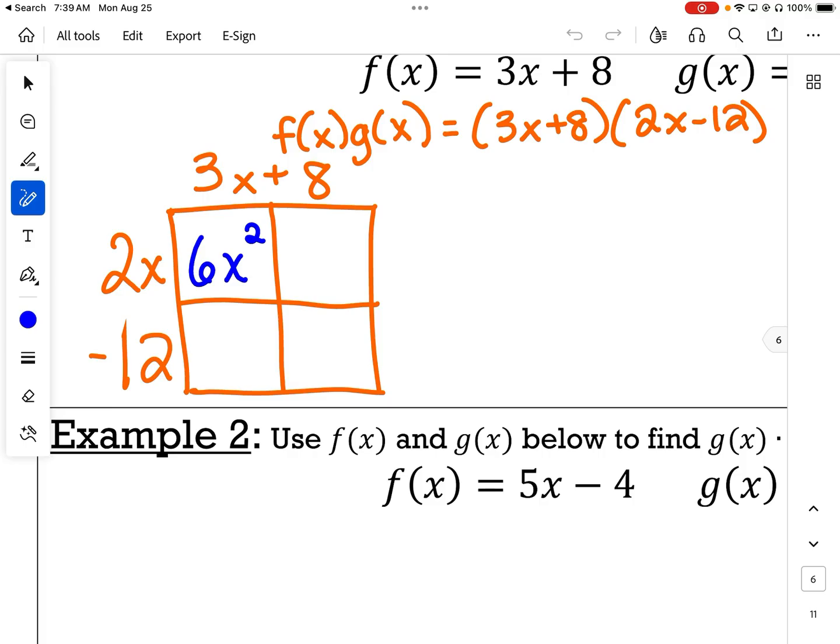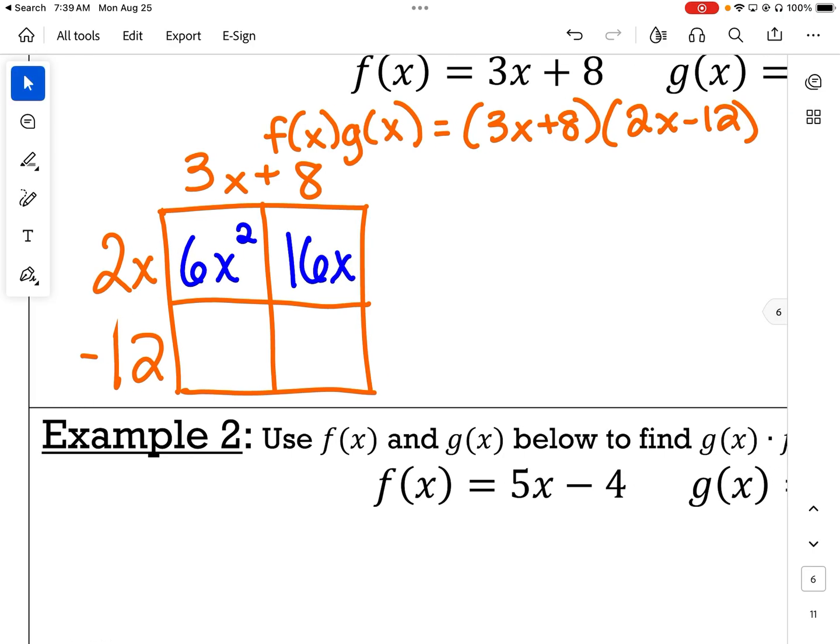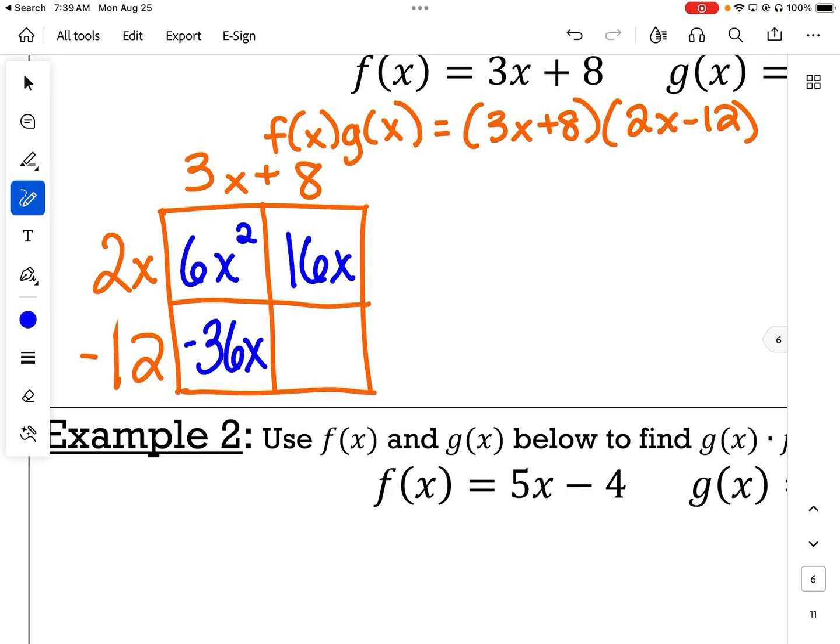And then we multiply the 8 times the 2x. 8 times 2 is 16. And then we just tack on an x. Okay, and then negative 12 times 3x. So negative 12 times 3 is negative 36. And then you tack on the x.